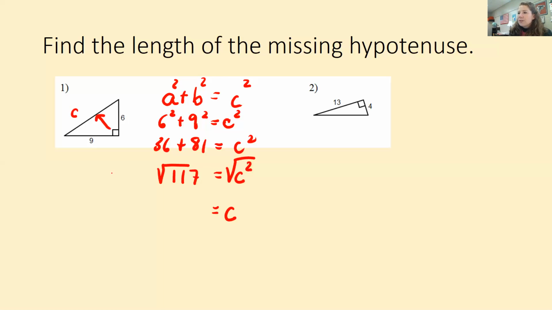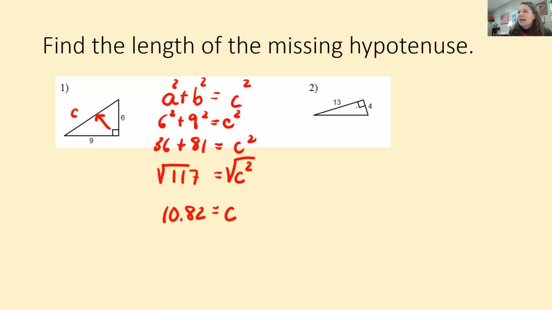So the hypotenuse is about 10.82 units long, which makes sense because the hypotenuse always has to be the longest side, and 10 is longer than 9 and 6. All right, number 2, 13 and 4 make the legs of the right triangle.